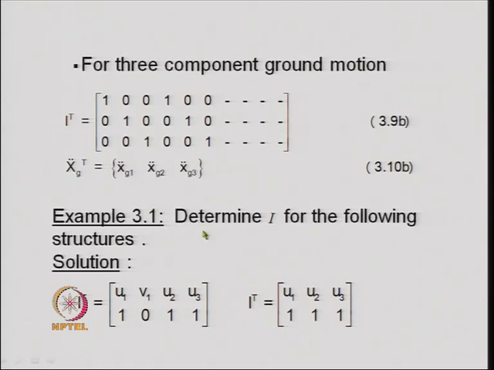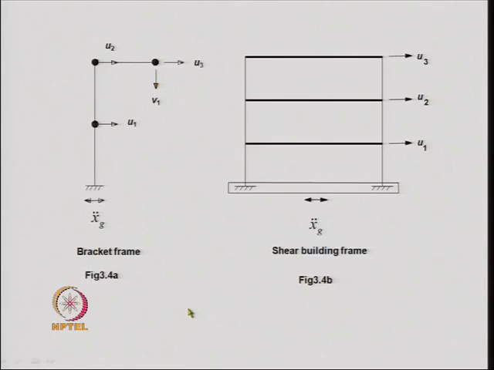Now let's look at some example problems to illustrate how the influence coefficient vector is obtained for a single point excitation system. So here we show two problems. In this problem, we have a ground acceleration in this direction. We have a mass here, and accordingly, we have a degree of freedom in this direction. The second mass is over here, and the degree of freedom is this. And the third mass, we have got two degrees of freedom. One is in this direction, other in this direction.